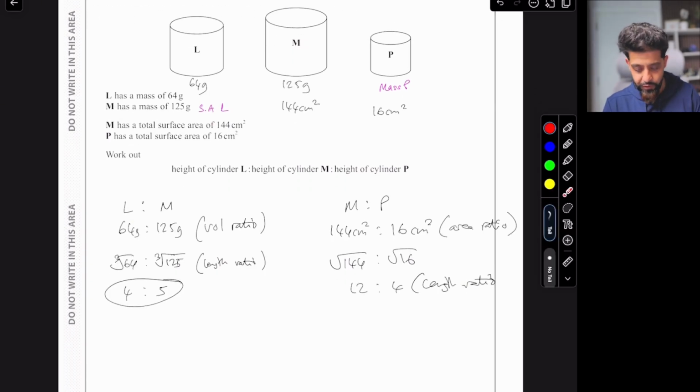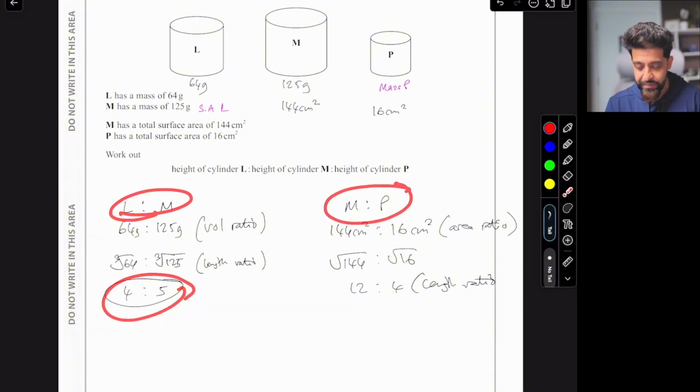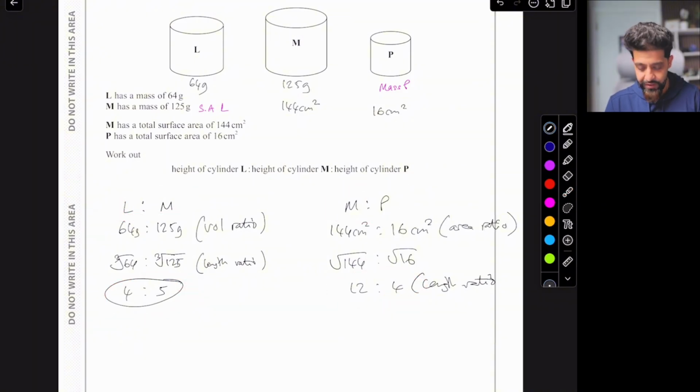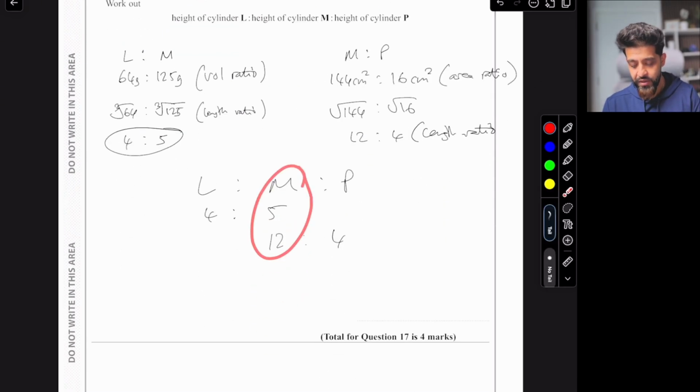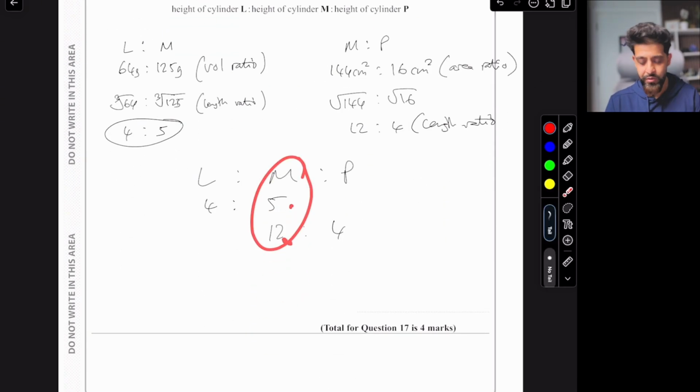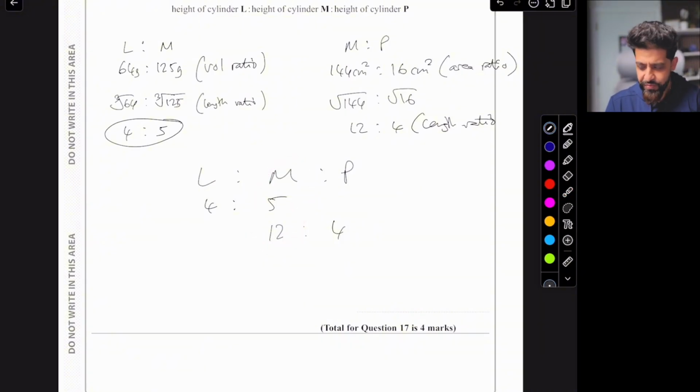Now can you see you've got the L and M length ratio and M and P's length ratio. If you put them together, for L and M it's 4 to 5, and for M and P it's 12 to 4. The commonality is M. So 5 and 12, what do they both have as the lowest common multiple? 60. Let's just go 60 actually.